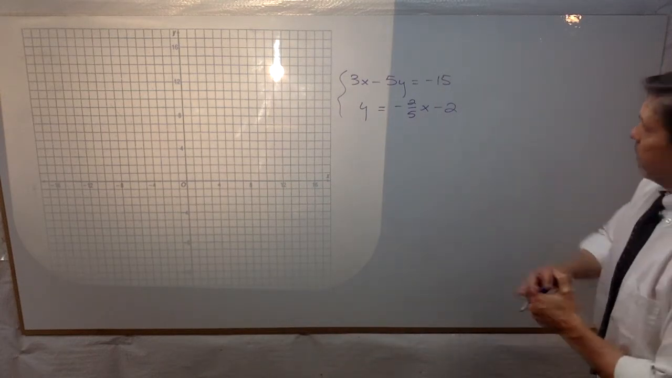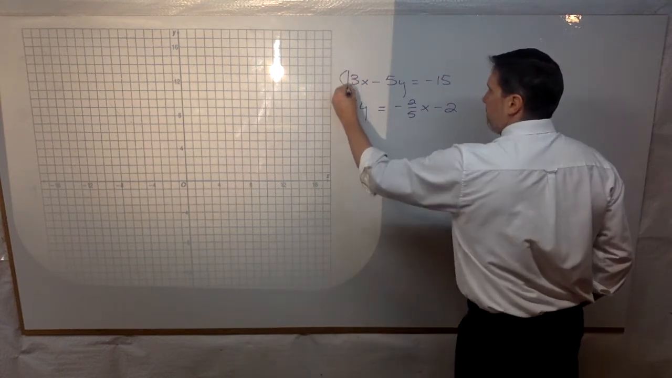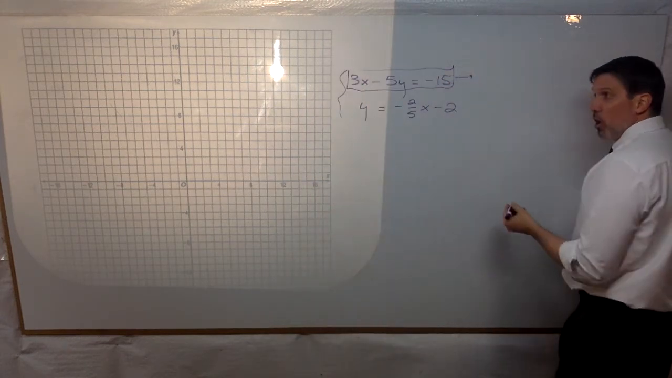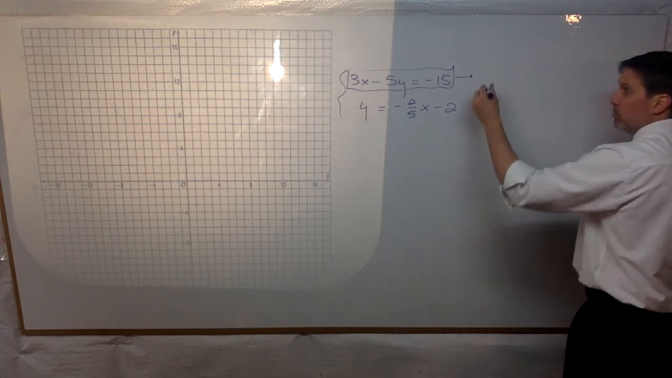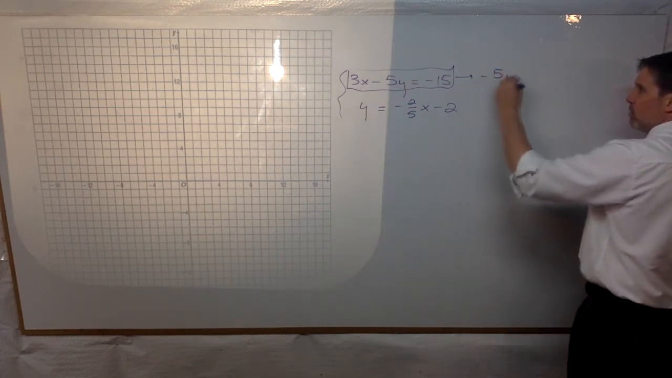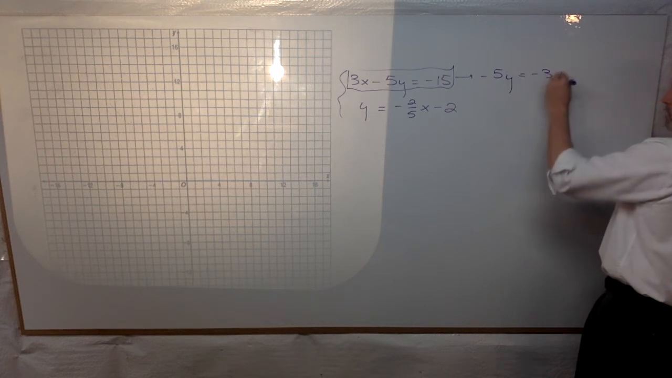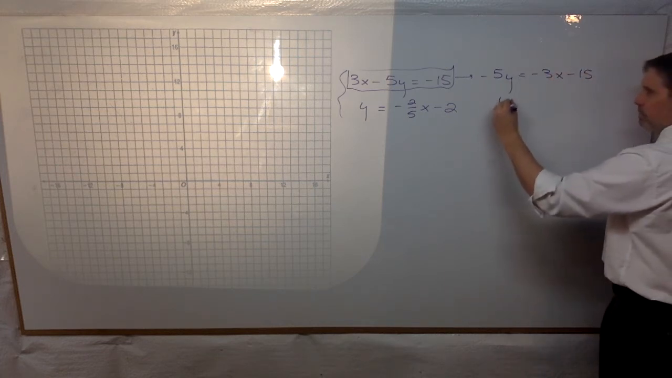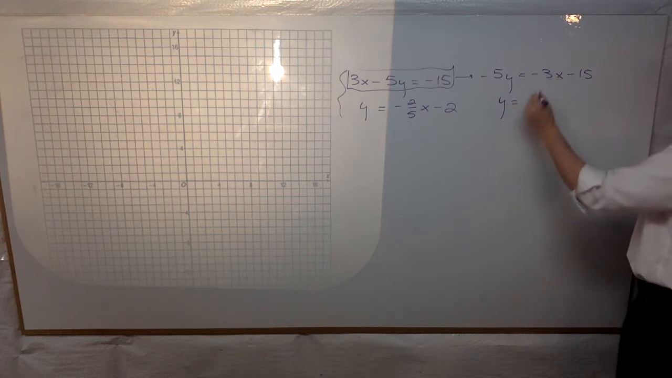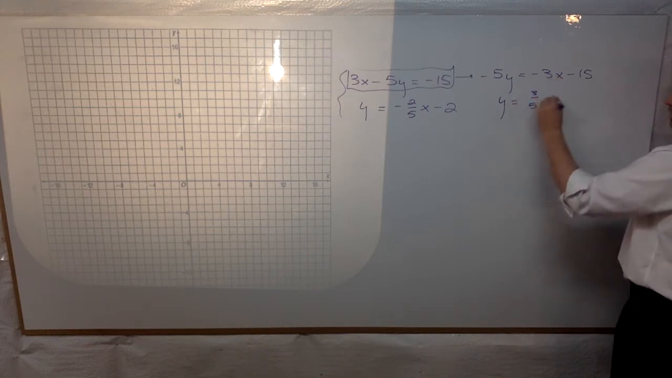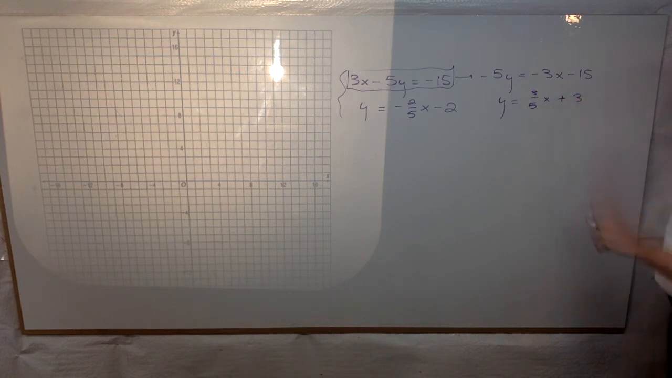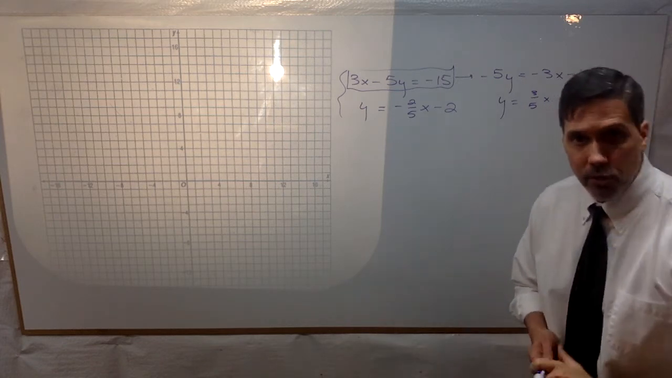Okay, well, the first one, unfortunately, is not slope-intercept form. And I'm going to put it in slope-intercept form. So I'm solving this for the y variable. My first move would be to subtract 3x. So -3x minus 15. And then divide everything by -5. So -3 divided by -5 would be +3/5, and -15 divided by -5 would be +3. Okay, now they're both in slope-intercept form.